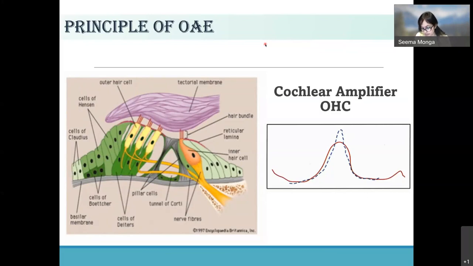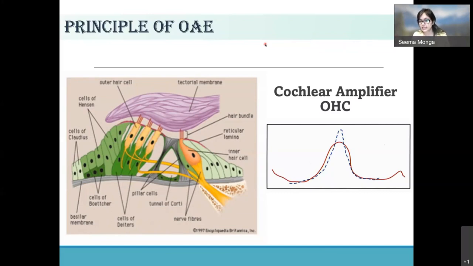So I want you to think, if OAE is normal in a child or an adult, does that mean that the entire auditory pathway is normal? No, but it means that the outer hair cells are normal. All right. So what is the role of outer hair cell in our body? What is the role of inner hair cell? We all know it helps in hearing, the generation of action potential and hearing. What is the role of outer hair cell?